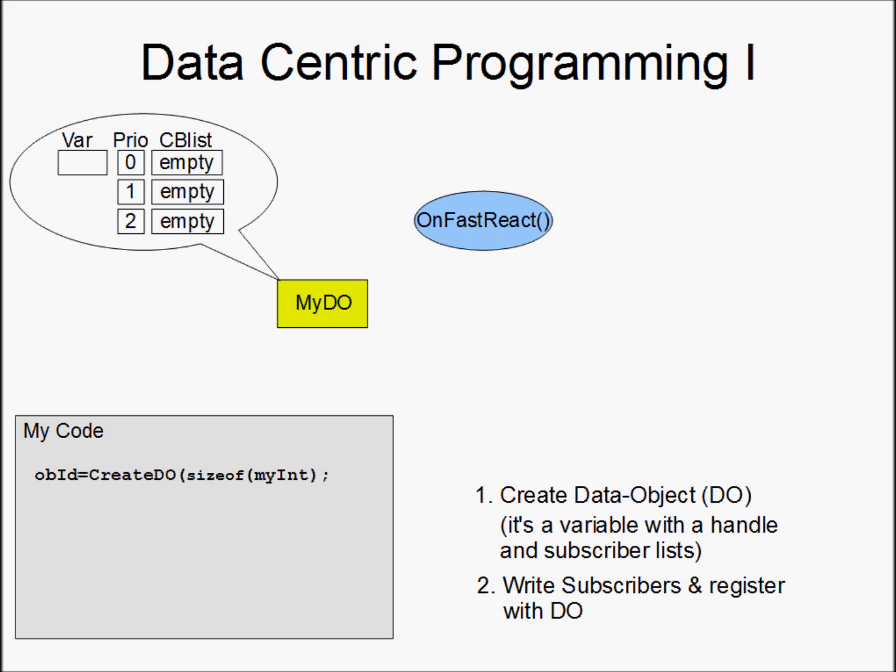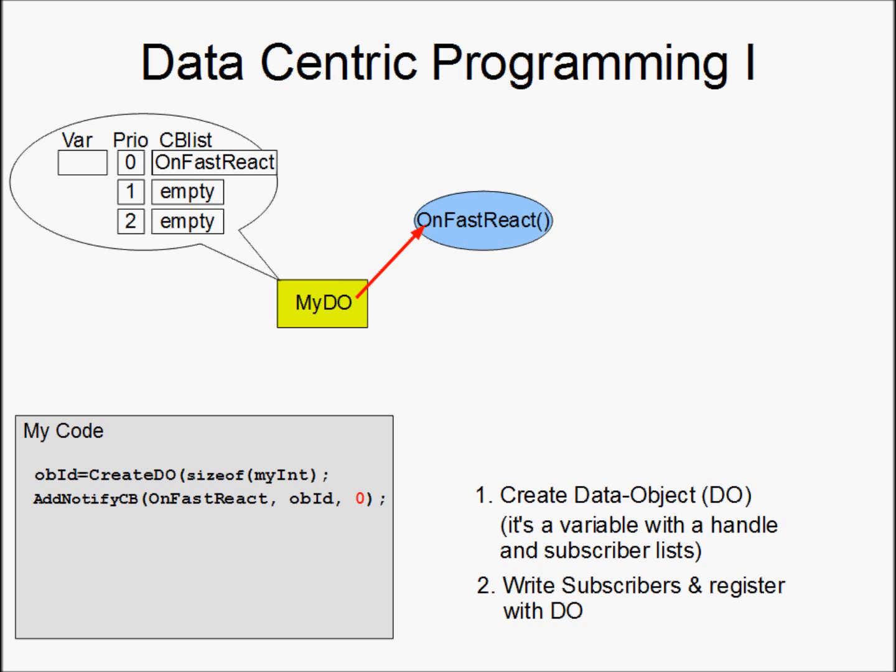Let's write a subscriber function called onFastReact. A subscriber function is a callback function that gets called by the system. One parameter of the function is a new value of a DO. The subscriber function can be registered with any data object. The call to addNotifyCB registers the subscriber function onFastReact with the just created DO at priority 0, which is the highest priority. The data-centric operating system, or DCOS, will from now on take care that whenever the DO changes, onFastReact gets called as soon as possible.